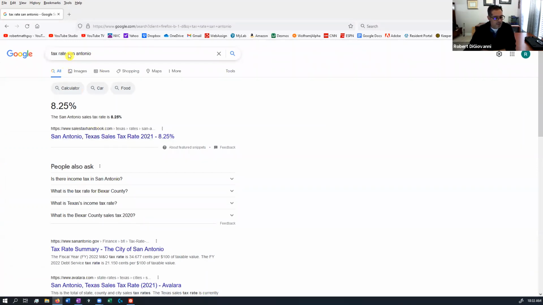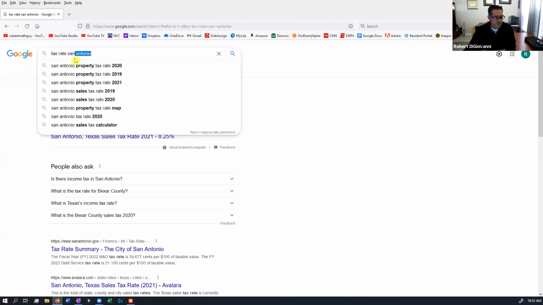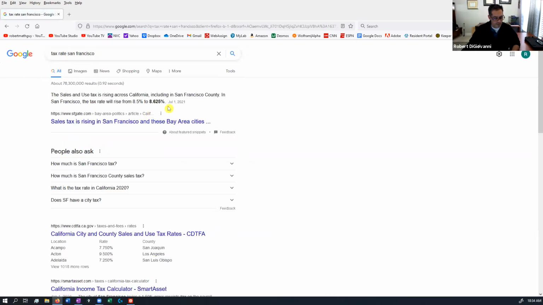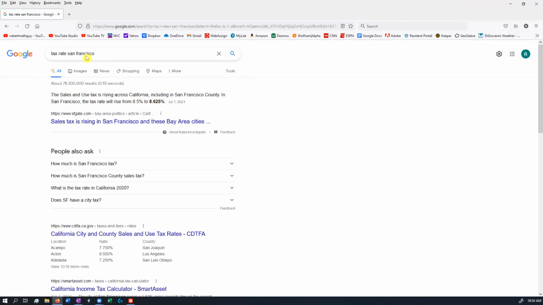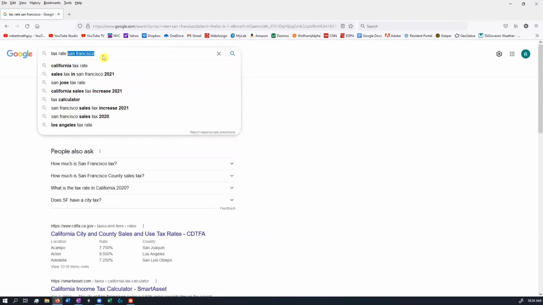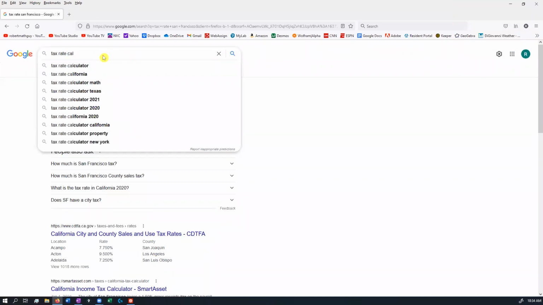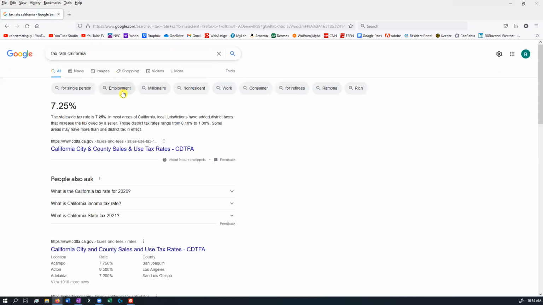Now, let's try a different city. I know for like Charleston, it was about the same. Let's do San Francisco. We'll try Austin in a second. Well, I'm seeing here California, 8.625. You might try a state that has income tax, because sometimes their sales tax can be lower if they have income tax. They won't charge as much. Let's try New York.